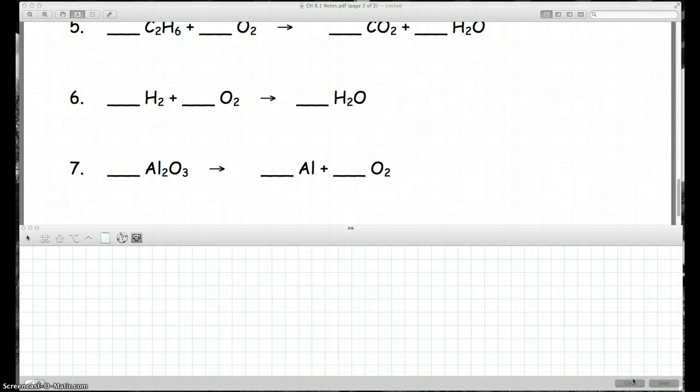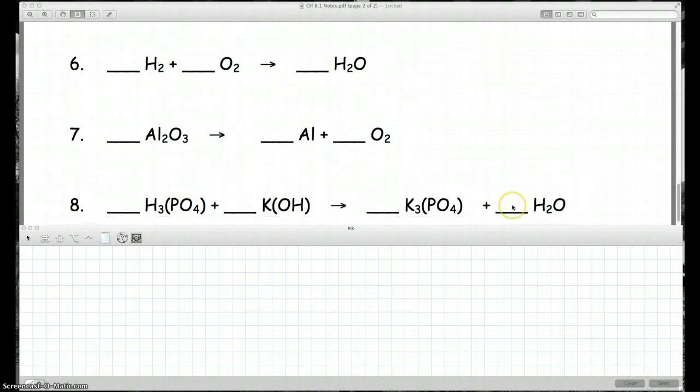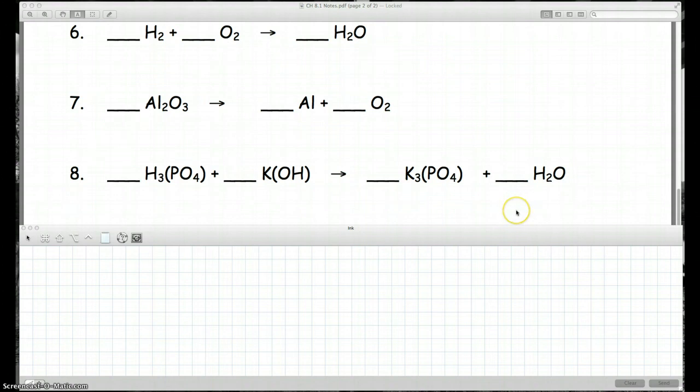Okay, the next one is another kind of tricky one. Looks fairly complicated, but it's not too bad once I realize, oh, PO4, that is on my polyatomic ion sheet. That's phosphate. Same here, PO4, there it is again, that's phosphate. And since it's on both sides, I can compare them without worrying about anything in the parentheses. Now, I also notice I have OH, but I don't have OH over here.